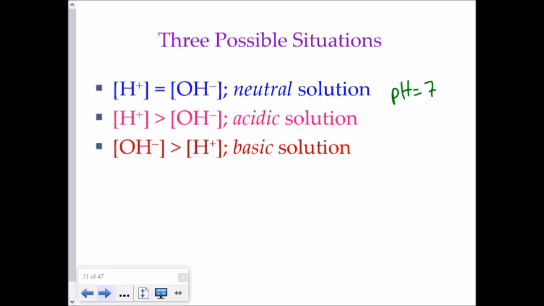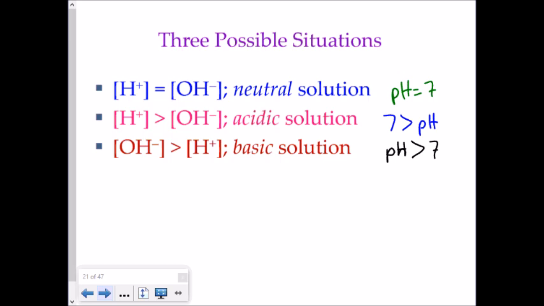However, if we had the hydrogen ion being greater than the hydroxide, what is our pH going to be? Less than 7. And if we have hydroxide in greater amounts than the hydrogen, we're going to end up with a pH that is greater than 7.